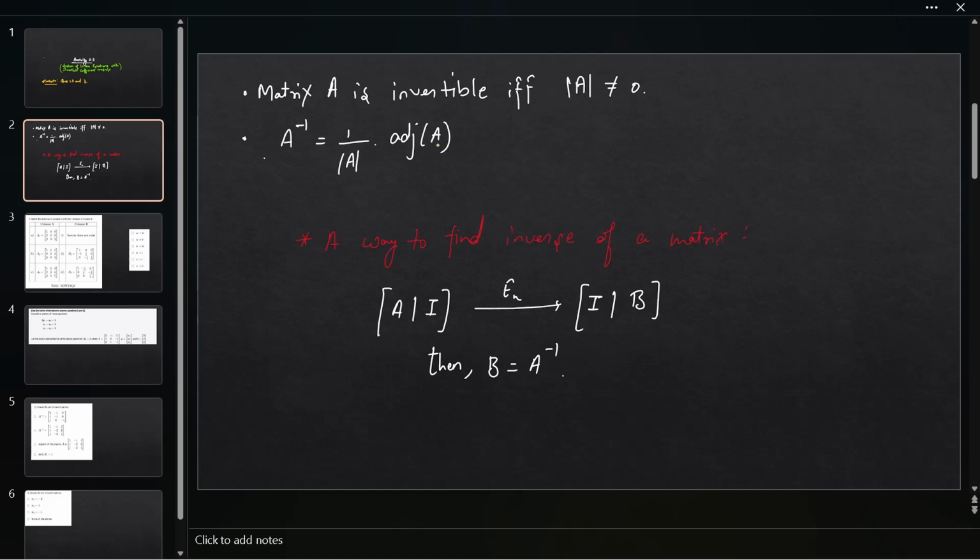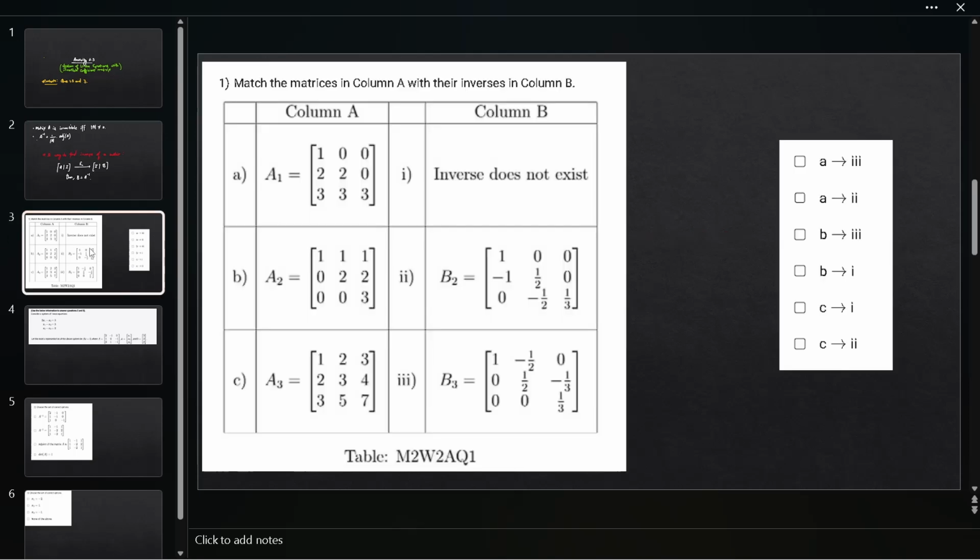Now there are multiple ways to find the inverse of a matrix, and there is one more way, using elementary row operations. If you are given the augmented matrix [A | I] and you perform a series of row operations such that A becomes the identity matrix, then the same elementary operations on I will result in B, and that B is going to be the inverse of your matrix A. We'll see that with the help of an example in the very first question.